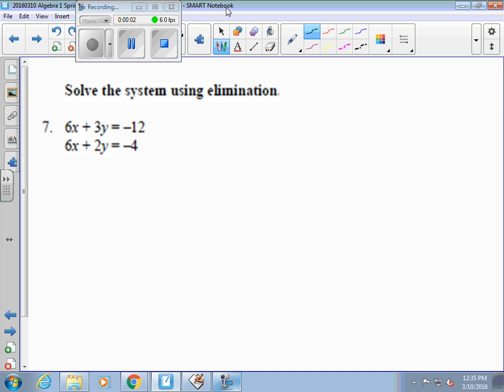This is Algebra 1, spring test number 9. It's part 2 of our study guide. Number 7, we're picking up on, says solve the system using elimination. First thing you check for elimination, this is this week's stuff.